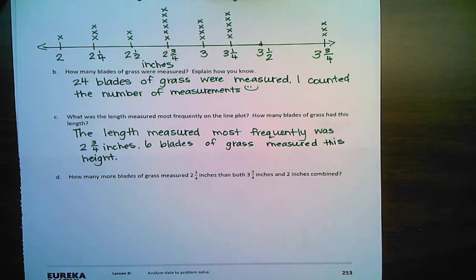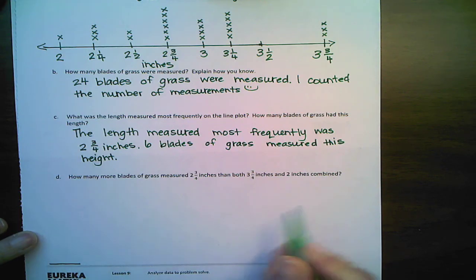Please read D with me. How many more blades of grass measured 2 3/4 inches than both 3 3/4 inches and 2 inches combined? Let's see. I don't know. So let's write our sentence at the bottom before we get into the math of it all.